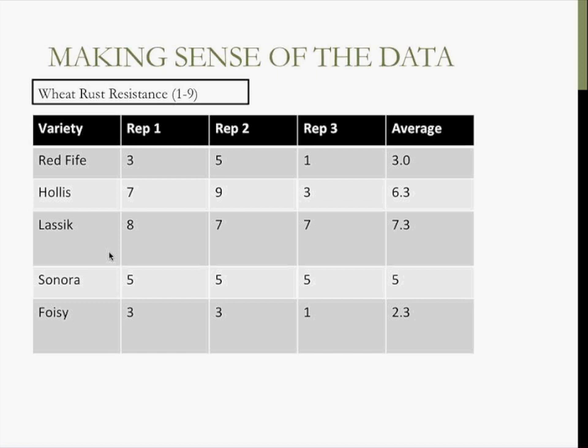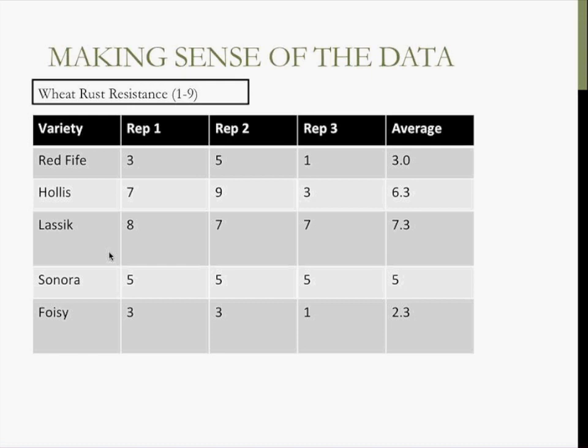Where it really fell down for some reason was in rep 3. So why did it rate a 3 for rust resistance in rep 3 compared to the other reps? What was going on there? You'd expect that if this was true resistance in Hollis, it would have consistently good ratings. Was there something where maybe Hollis just was lucky in the other replications and avoided some rust pressure?